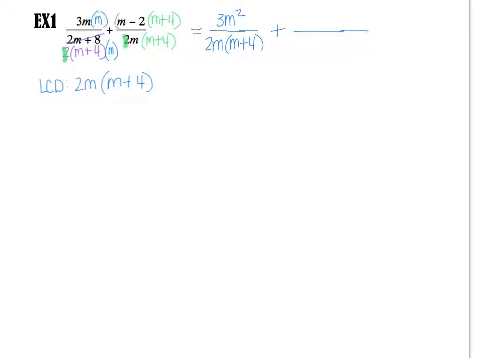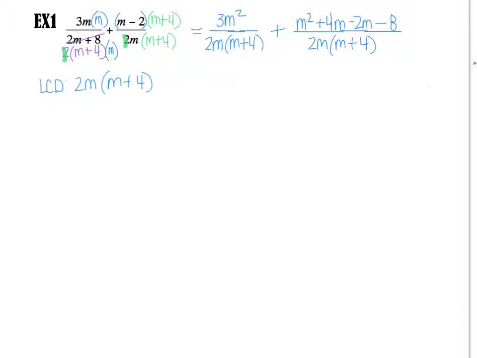Well, if you notice, it's m minus 2 times m plus 4, so I'm going to have to distribute. So I'm going to have to do m times m, which is m squared. I'm going to have to do m times 4, which is plus 4m. And then I'm going to have to do negative 2 times m, which is minus 2m. And negative 2 times 4, which is minus 8. And that's all over my common denominator.